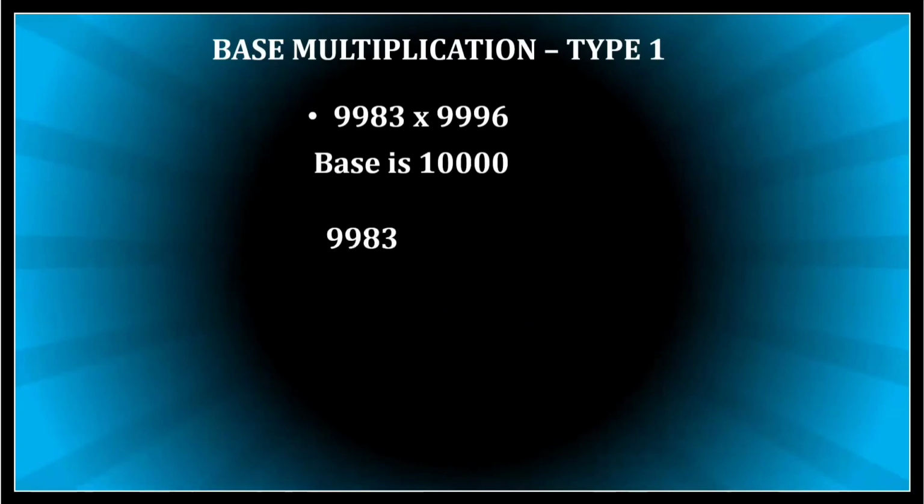So I write 9983 and below that I write 9996. Then I find the deviation. So 9983 minus 10,000 is what? It is going to be minus 17. I can write that. And 9996 minus 10,000 comes out to what? Minus 4. Okay. Now, again, this is what we were saying, that how do we do the subtraction?